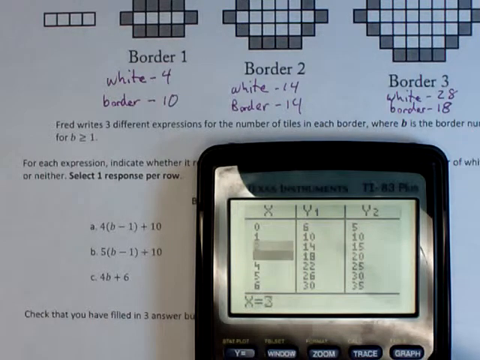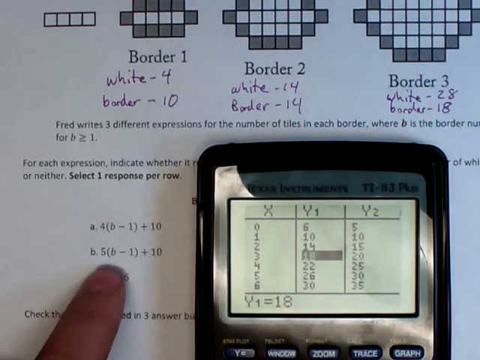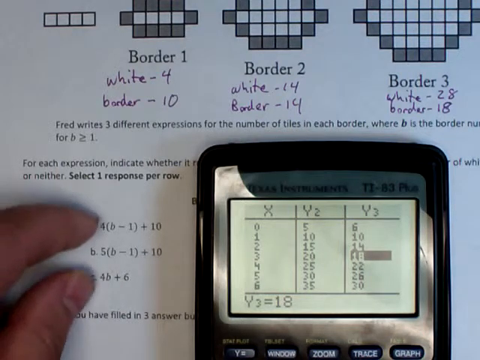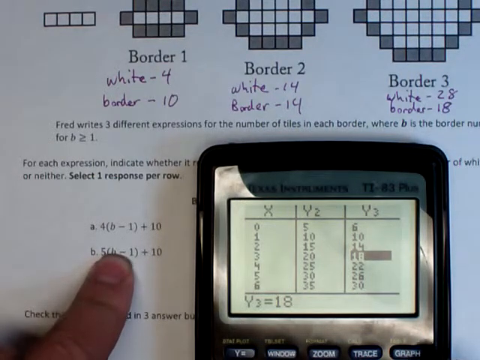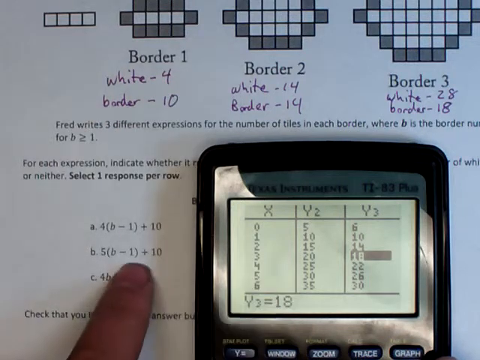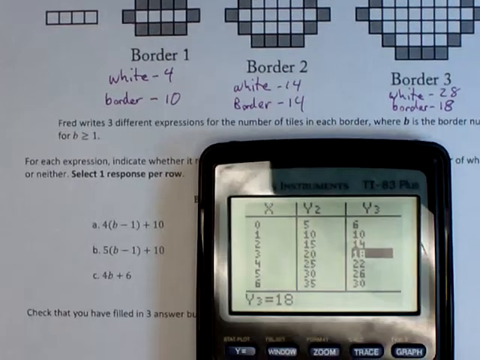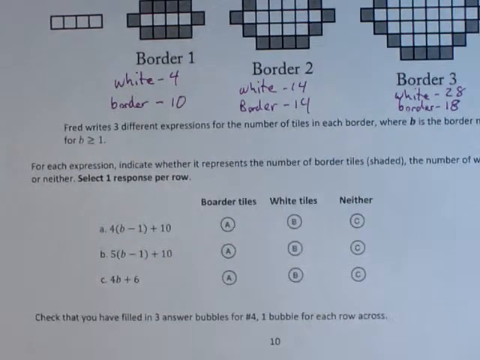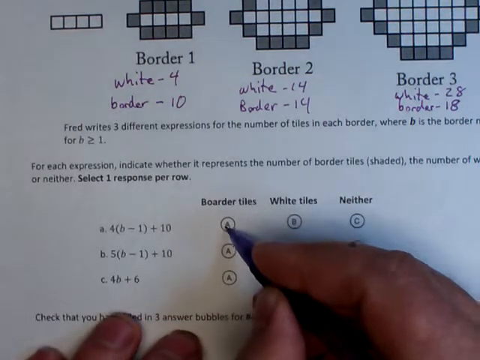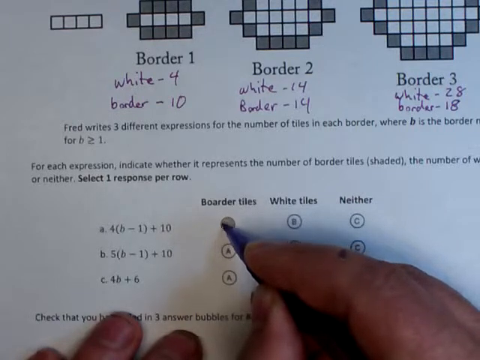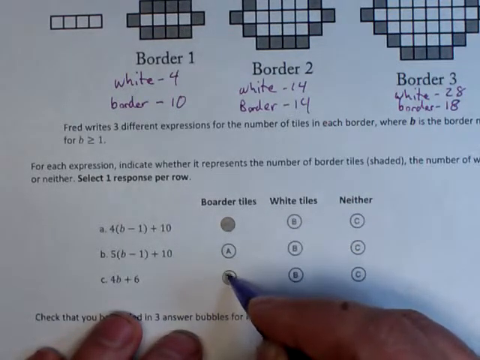So let me go back and go to border 3. This one says 18. The second expression gives me 20. And the third expression gives me 18. So these both give me 18. This one gives me 20. And we saw also on border 2 that expression 2 didn't give us either of the quantities we wanted. So what we see then is that both the first one and the third one represent the number of border tiles. And the second one doesn't represent either of those quantities.